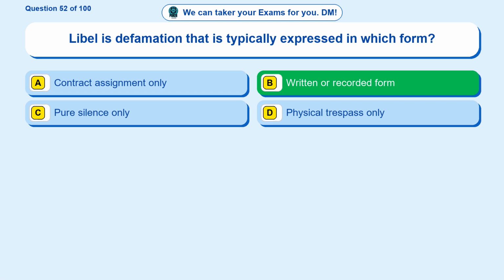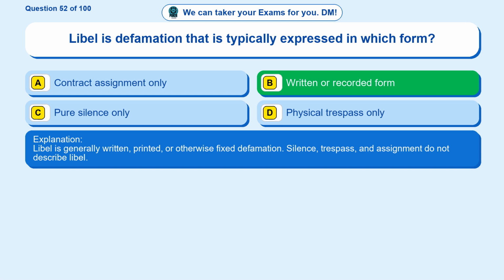The correct answer is option B, written or recorded form. Libel is generally written, printed, or otherwise fixed defamation. Silence, trespass, and assignment do not describe libel.